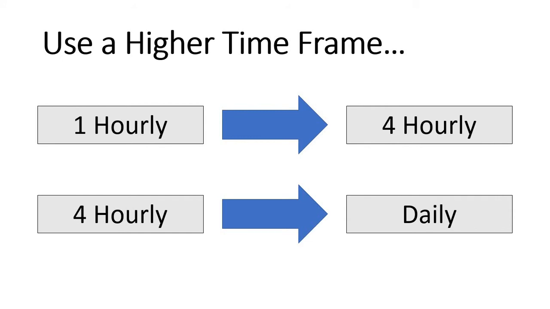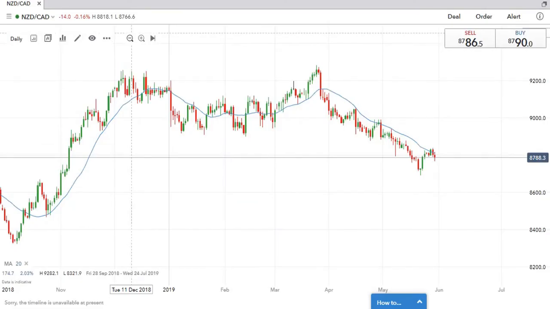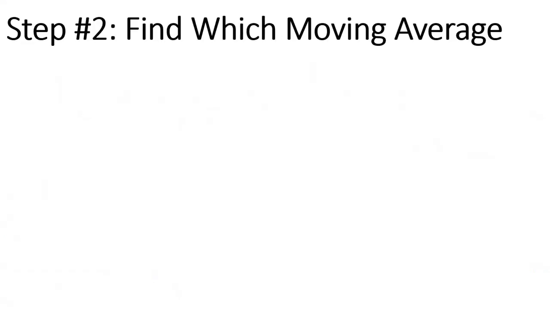So, if we go back to our New Zealand dollar Canadian dollar example, we can clearly see the pair is in a downtrend on the daily chart, which means that when we switch to our lower time frame, we are going to be looking to trade down as well. Which brings us to step number 2. Identify which moving average is acting as support or resistance.